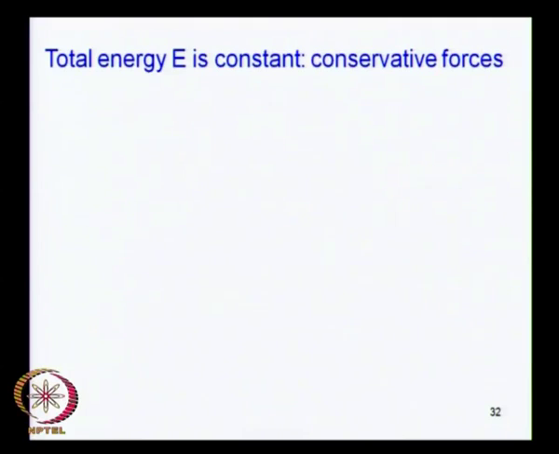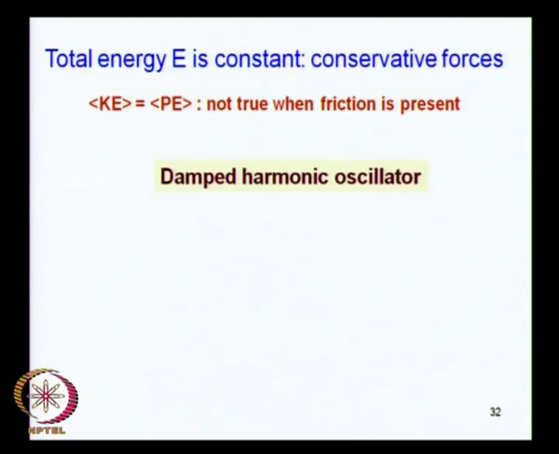In such situations, when the system is treated as an ideal system, the system is conservative, the total energy remains unchanged, and the average kinetic energy is equal to the average potential energy. But this is not true when damping is present. So, now in this class we will discuss the damped harmonic oscillator.